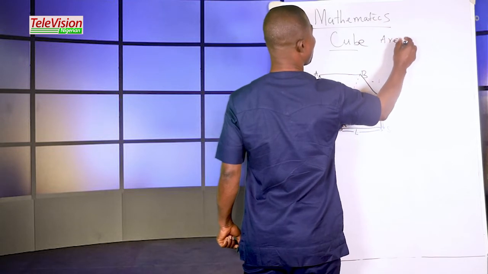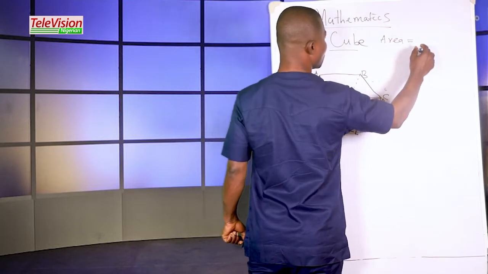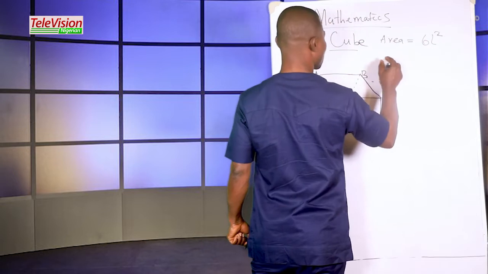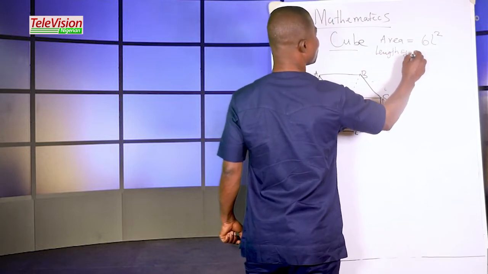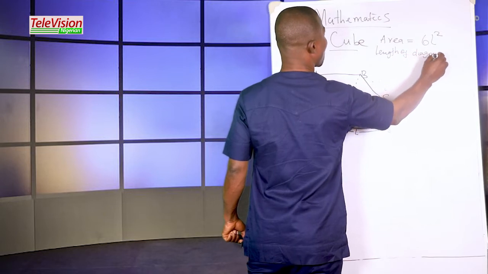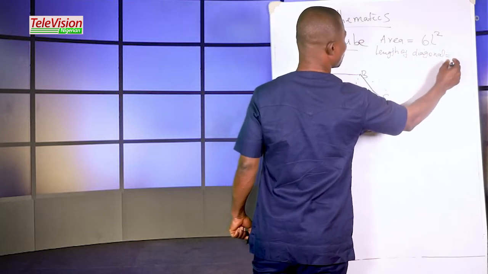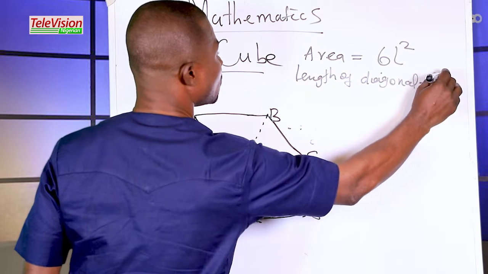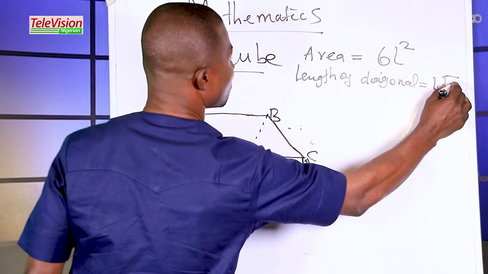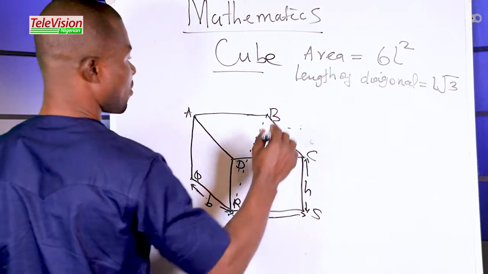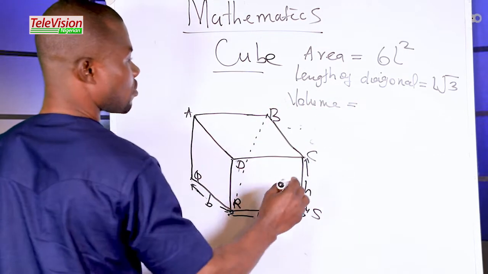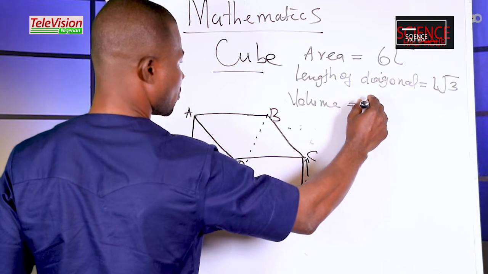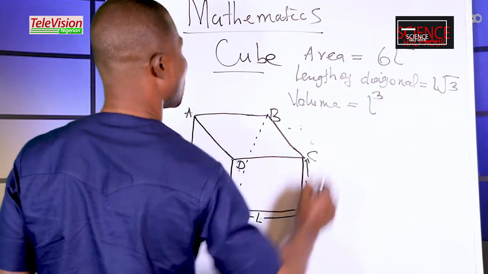Area is equals to 6L squared. Length of diagonal is equals to L root 3. Volume is equals to L raised to the power 3.